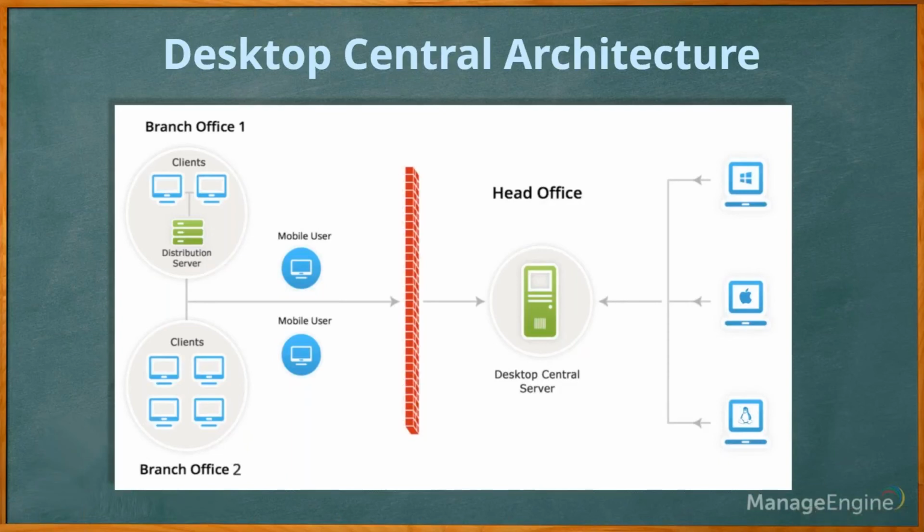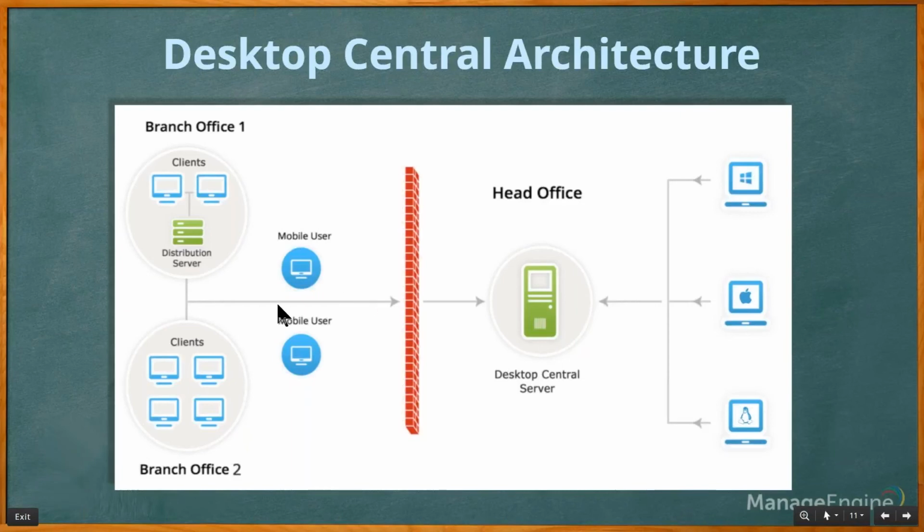When a patch or a software task is created for the machines available in this remote office, the client machines will not directly communicate with the server to download the patches or software packages. Instead, the distribution server alone will contact the server, replicate the patches, and then distribute them to the client machines in that specific location. So this feature helps you manage the bandwidth efficiently.